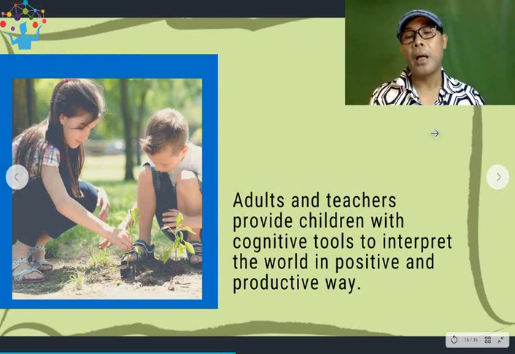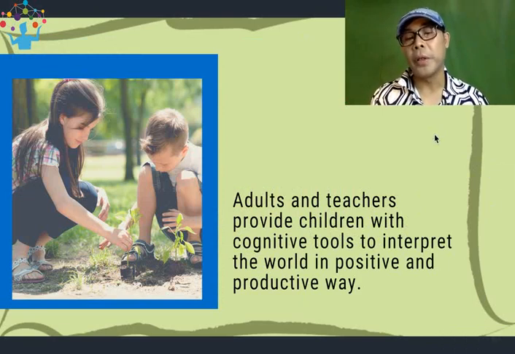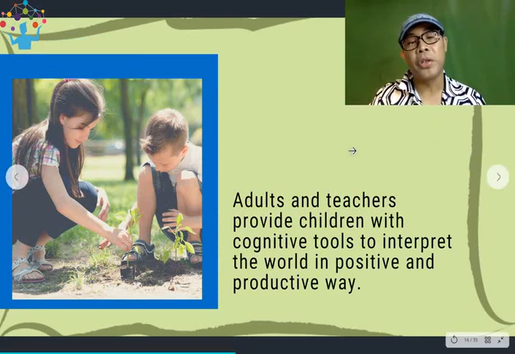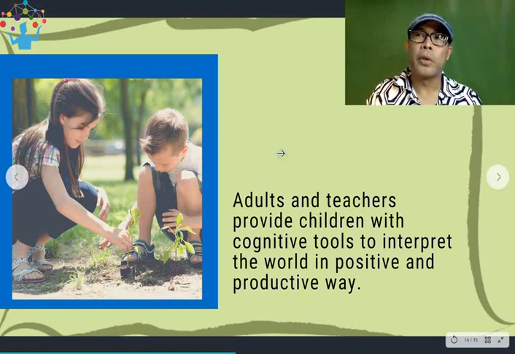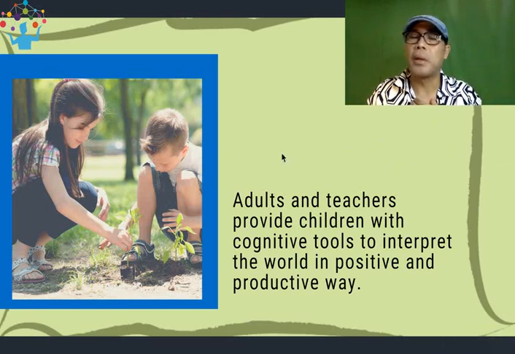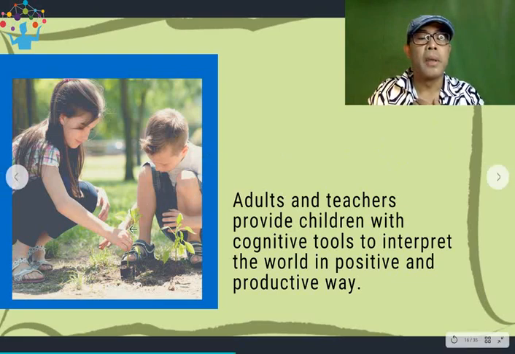The next is adults and teachers provide children with cognitive tools to interpret the world in a positive and productive way. For example, we create a transition from the classroom to the outside world. Say we're talking about climate change. After your discussion in the classroom, children will be able to think about the situation of the planet. So we might as well help in planting trees.